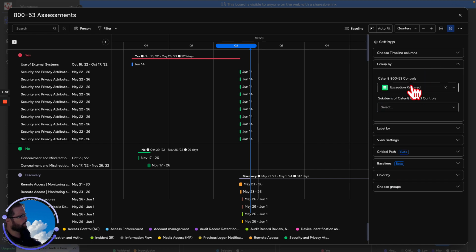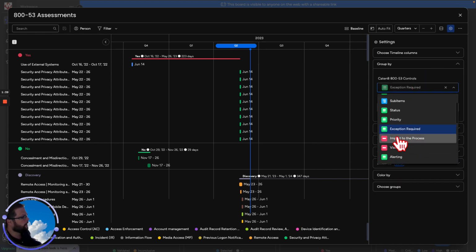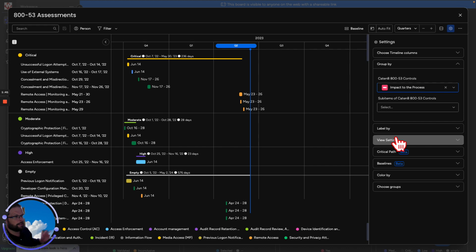And then we're going to come here and instead of saying by exception required, what's the impact to the process? These controls have critical impact to the process. So the importance of their logging, monitoring, alerting, and notifications should be priority, and those systems should alert accordingly and on time and effectively for human intervention.